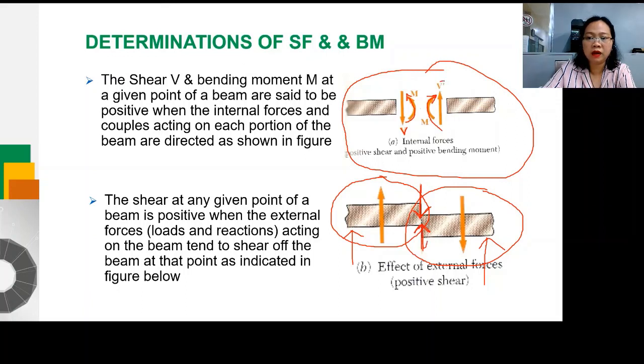Our V prime is positive here. So this V is going up here, and this one is also positive. Okay? Very simple. Don't confuse yourself. Don't complicate yourself.